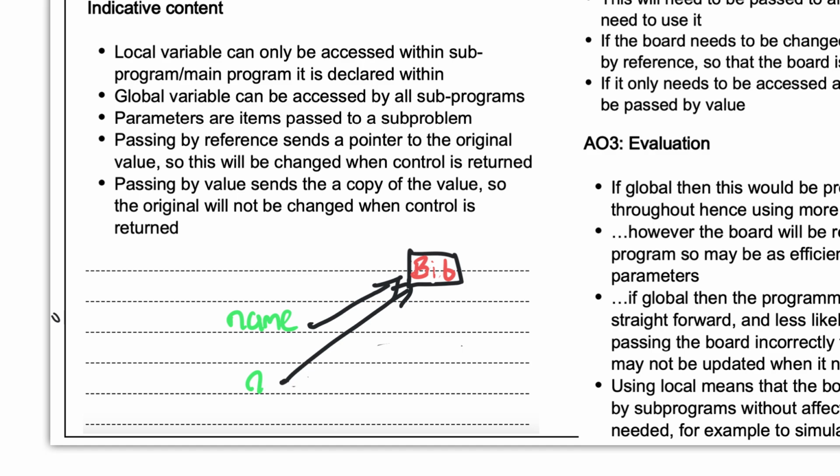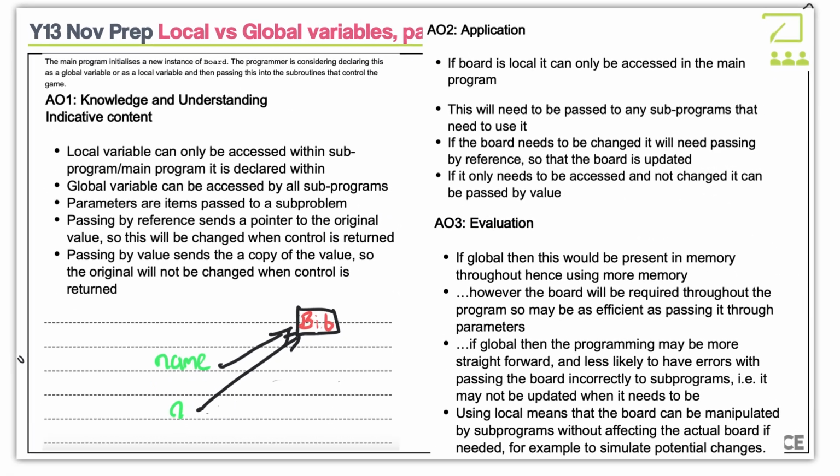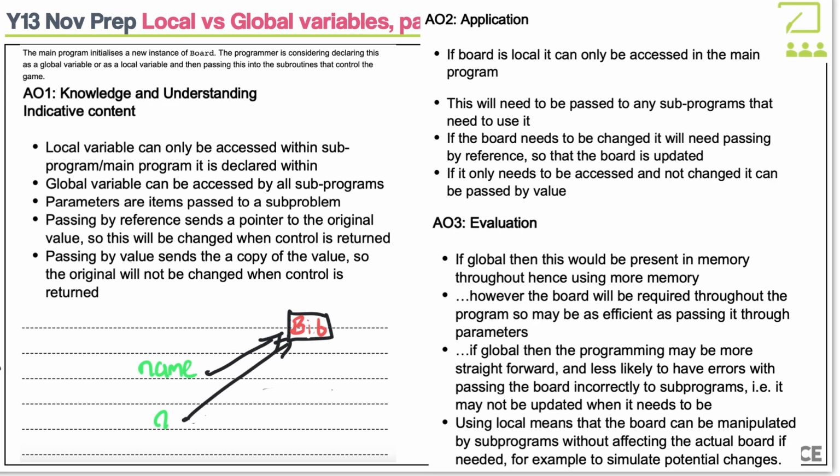In Java, which is the main programming language we're using, nearly everything is sent by value, certainly primitive data types, and so it makes a copy and changes that. So let's review. Passing by reference sends a pointer to the original value, so this changes when control is returned. Passing by value sends a copy of the value, so the original will not be changed. Yes, this is what we just discussed.